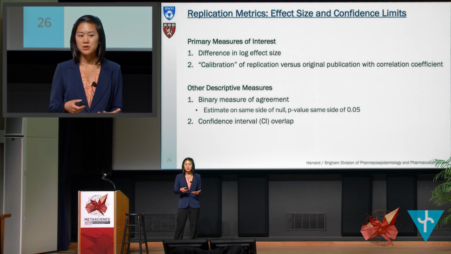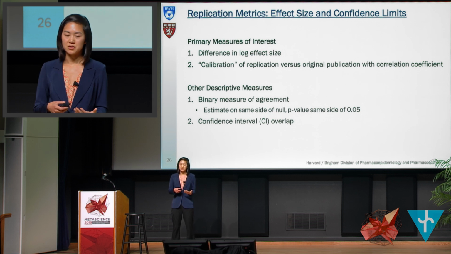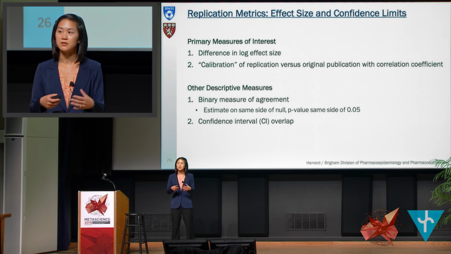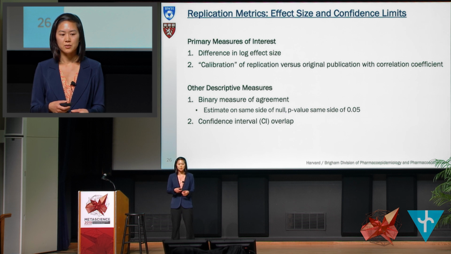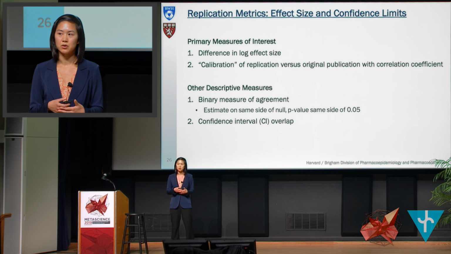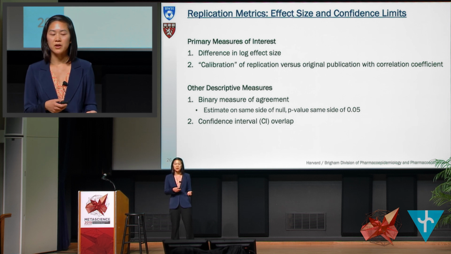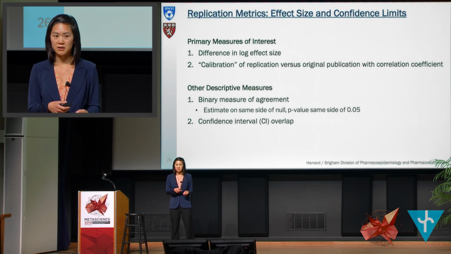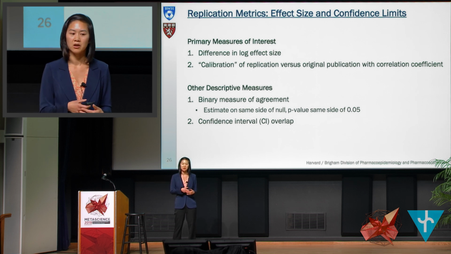So going on to the metrics that we use for looking at effect sizes and confidence limits, some of our primary measures of interest were looking at the difference in the log effect size, as well as the calibration of the replication against the publication with a correlation coefficient. We also looked at some other descriptive measures, primarily because they have been used in other replication studies, but they have some limitations, particularly in our context.